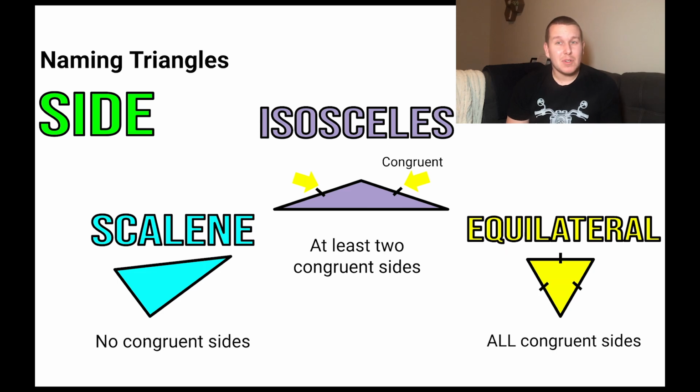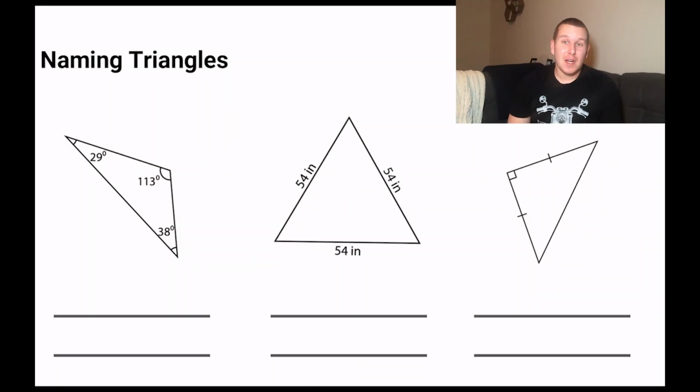So when we name a triangle, we like to name it by its first and its last name. So we name it by its angle and by its side. So we're going to take a look at a couple of problems where we're going to try to name these triangles by their angle and their side.